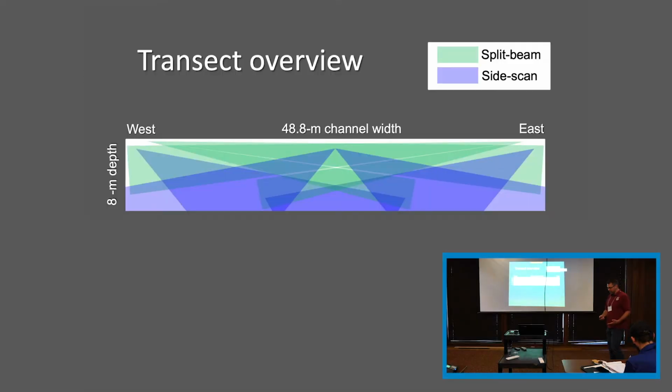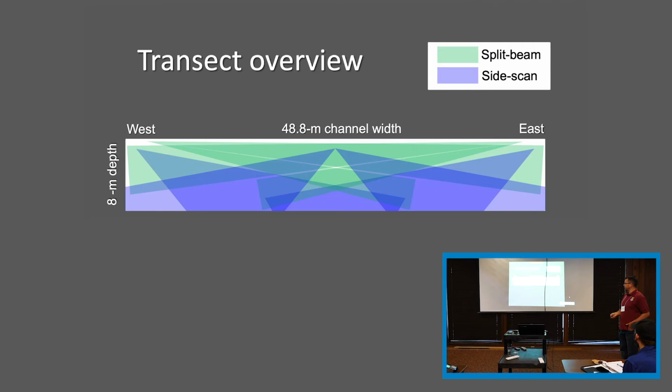Just to give you an idea of the coverage that we're able to get with these gears combined, the split beam will be shown here in the greenish turquoise color, and the side scan is the purplish color. We're doing a cross-channel look of the Chicago Sanitary and Ship Canal where the electric barriers are located. We have 8 meters depth and about a 50-meter channel width, and we're looking from west to east here.